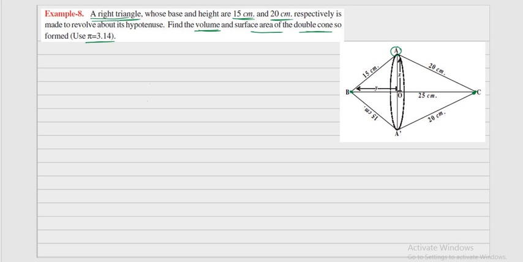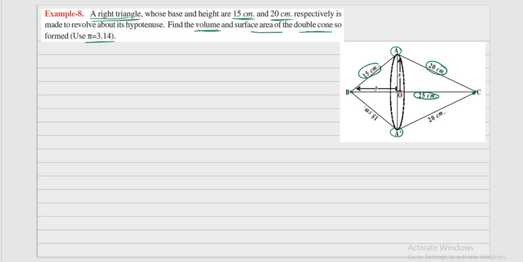When I rotate, I am going to form A dash as one more vertex. Based on that we are going to have two cones, AB A dash and AC A dash. Those are the two cones, right? From this structure, what are the things that are given? This is 15 centimeters and this is 20 centimeters. Automatically the hypotenuse will be 25 because it follows a Pythagorean triplet, right?